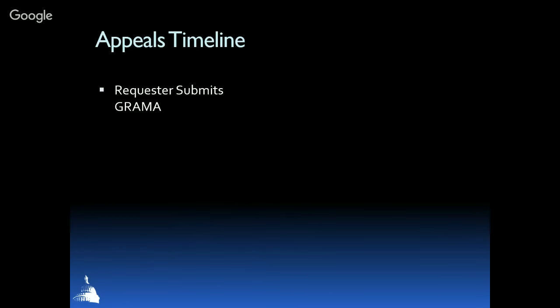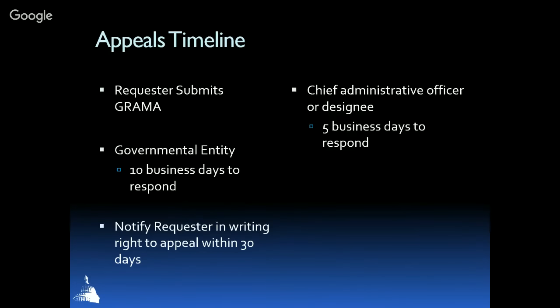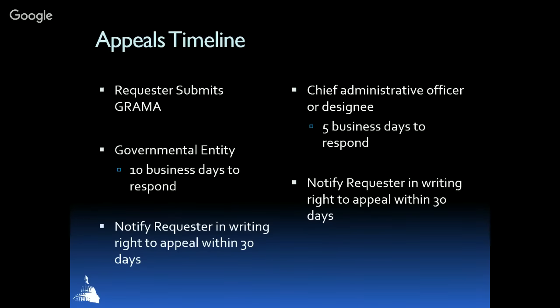And what I did here is kind of broke it down into text. The process starts with the requester submitting the GRAMA request. The governmental entity has 10 business days to respond. You notify the requester in writing of the right to appeal within 30 days. The Chief Administrative Officer, or the designee, has 5 business days to respond. And then they notify the requester in writing to appeal within 30 days to one of these 3: the local appeals board if one is established, or the State Records Committee, or district court.